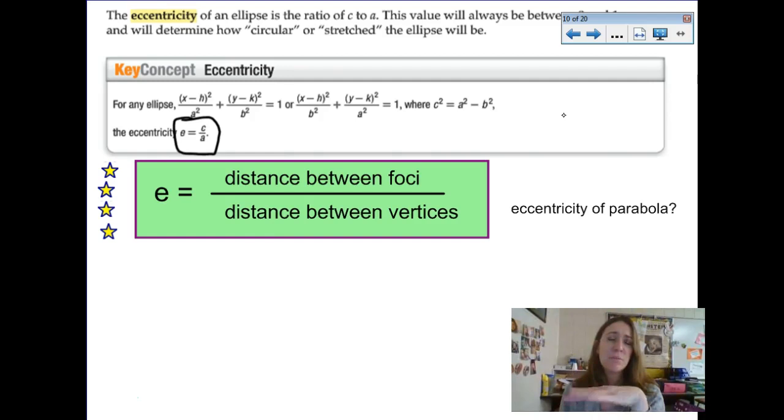Sometimes that's confusing to kids because they're like, well, wait, the distance between the foci isn't just c, it's like 2c. But that's true, but the ratio would reduce to c over a. So 2c over 2a, the 2's would cancel in the ratio. So this is the simplest formula we have for eccentricity.